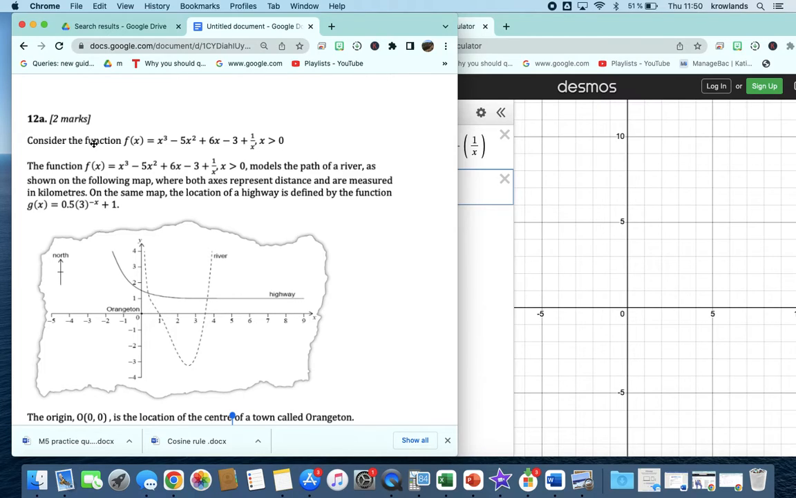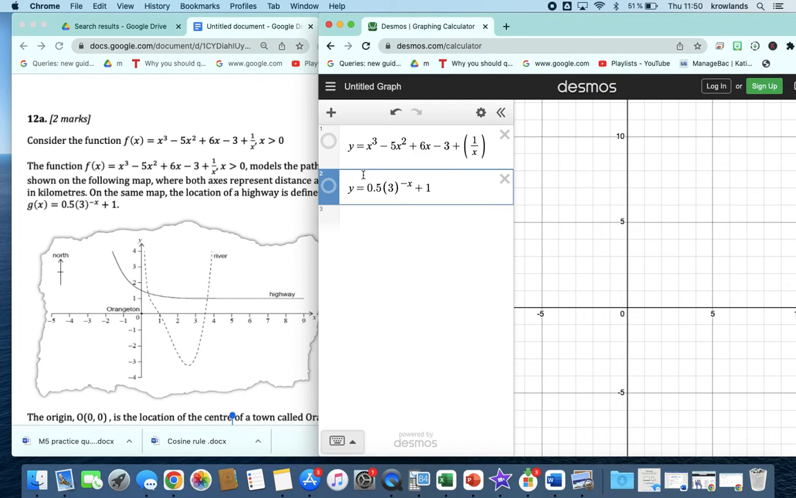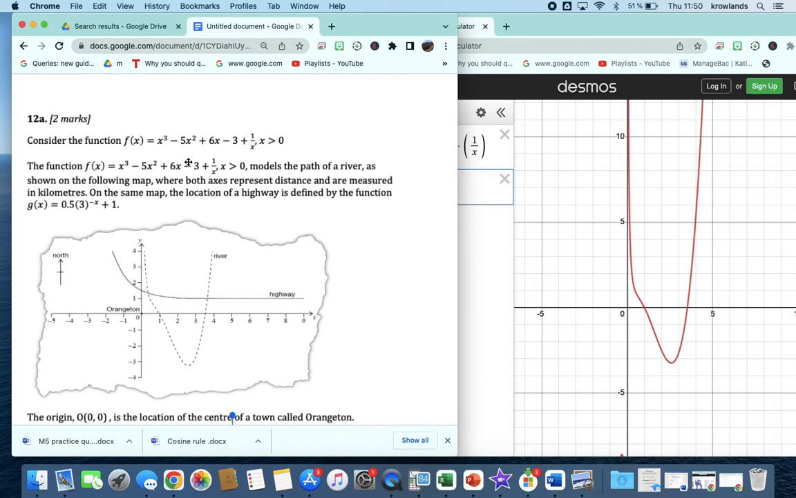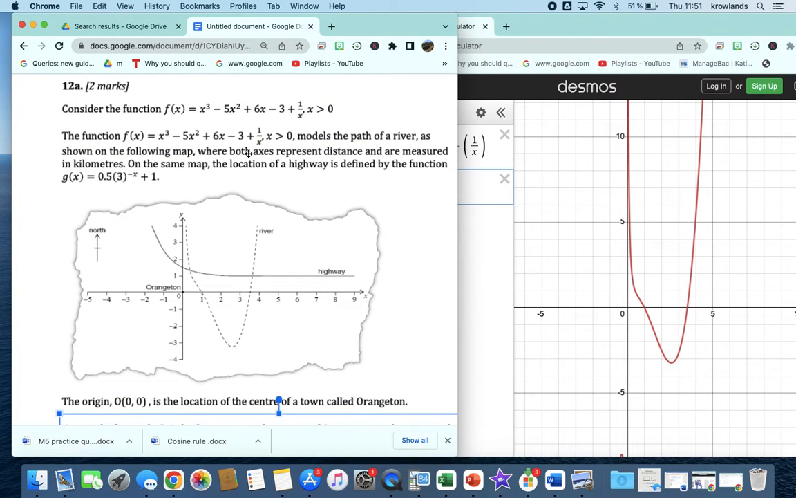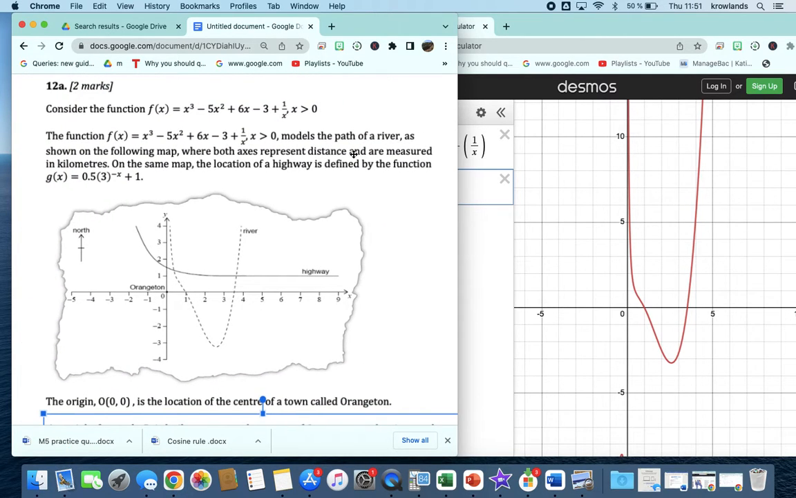On the left, consider this function, and we're going to show you what it looks like on Desmos. This function models the path of a river. The river you can see on the diagram as a dotted line, where both axes represent distance and are measured in kilometres on the same map.